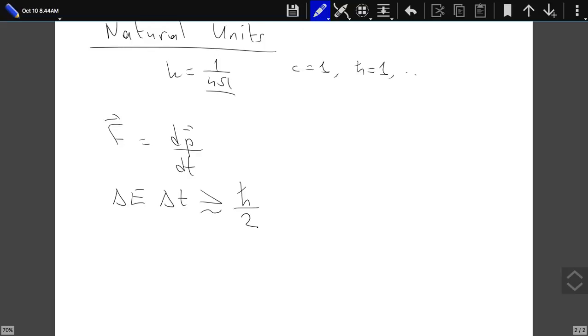So what this basically tells me is about energy conservation. If energy is conserved, we are basically saying that delta E is equal to 0. But if delta E is equal to 0, then delta T should be infinite. So to test strict energy conservation, we need infinite time. We cannot test energy conservation in very short amounts of time. This basically tells me that we can violate energy conservation as long as that violation lasts a very short time. In a very short amount of time, that violation of energy should disappear.